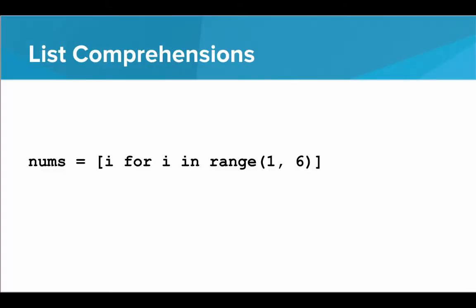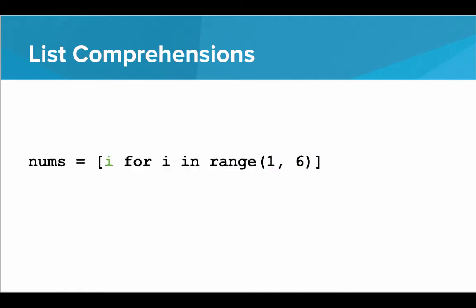Let's break this down into pieces. This part is basically a for loop in disguise. It should look weird because it doesn't have a body and it appears in the middle of a bunch of code. But it still behaves similarly. It assigns numbers to i from a range starting at 1 and going up to but not including 6.